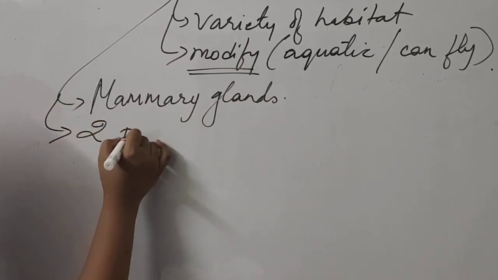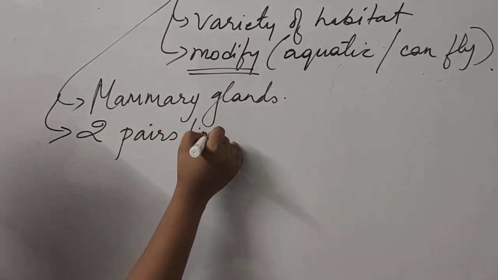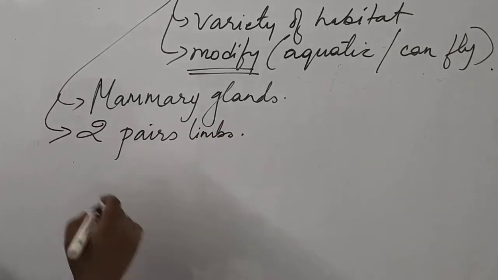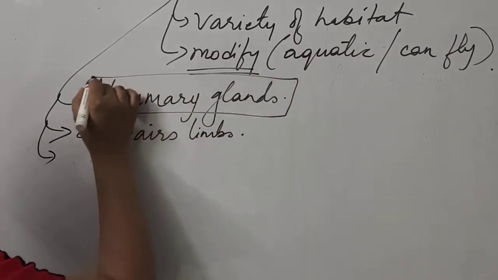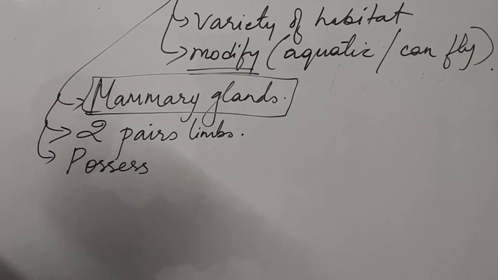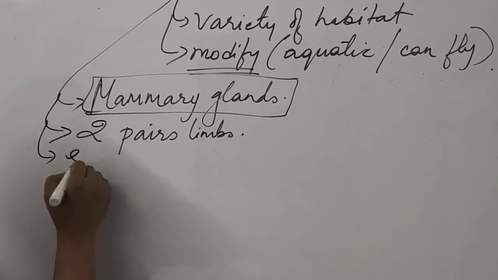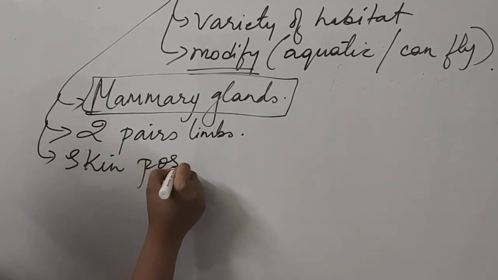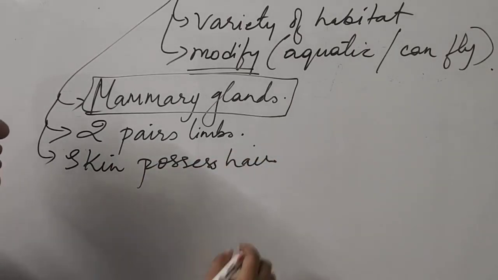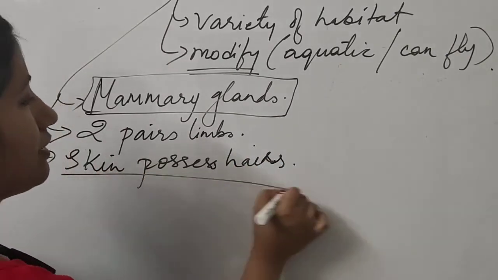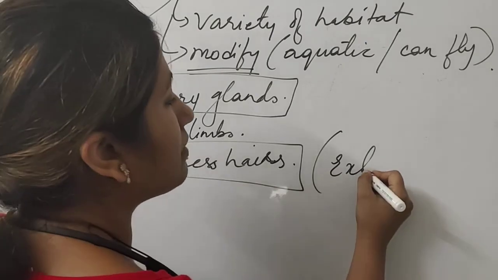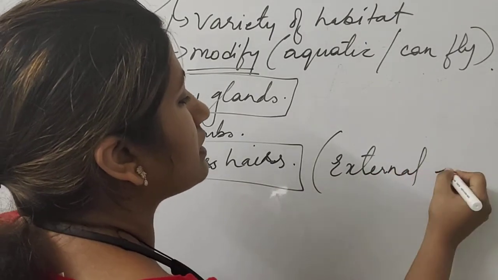So it has 2 pairs of limbs. The purpose of these limbs is for walking, swimming, flying. And another special feature of mammals: they possess hair. The skin possesses hair, and as we are also mammals, we have external ear.